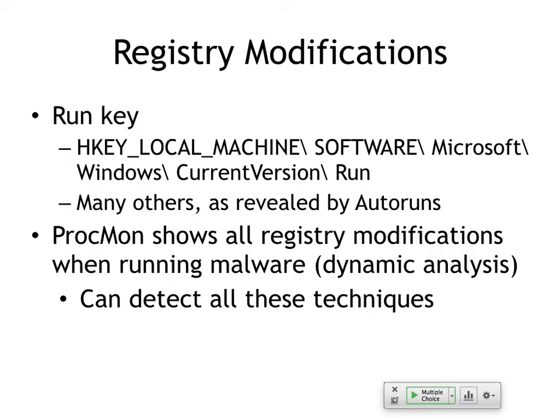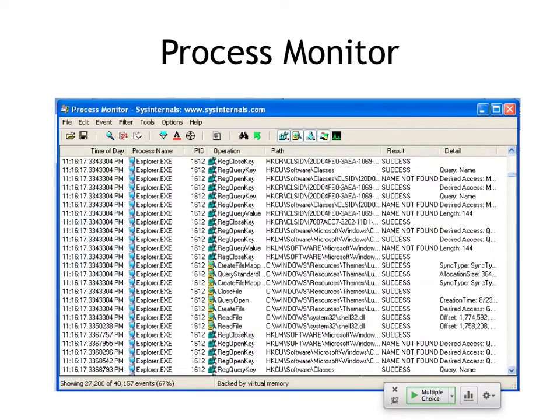So the run key is there in the registry specifically to make things run when you start up. Procmon will show all registry changes. If installing malware, you can run Procmon and it will show all the registry changes. And that's one good way to figure this out.